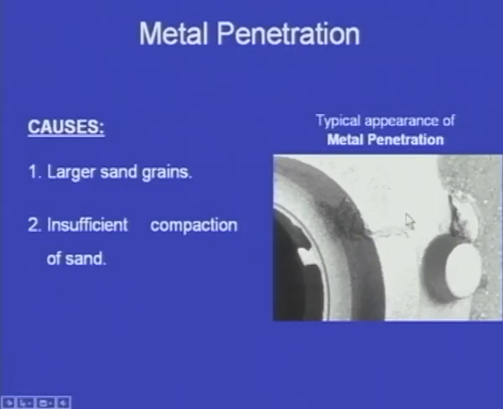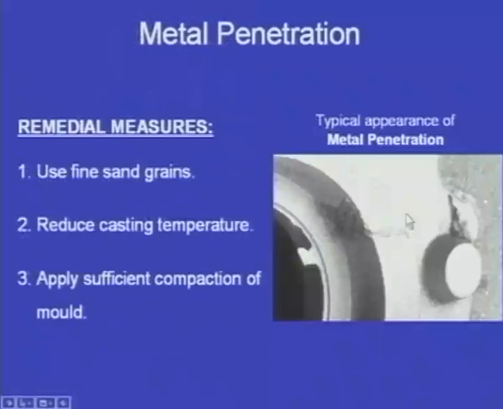How to prevent this metal penetration? Use fine sand grains. Next one, reduce casting temperature. When the casting temperature, or the temperature of the molten metal, is very high, it will go inside. So, the casting temperature should be appropriate. Next one, this problem happens when the compaction of the mold is not sufficient. So, apply sufficient compaction of the mold.